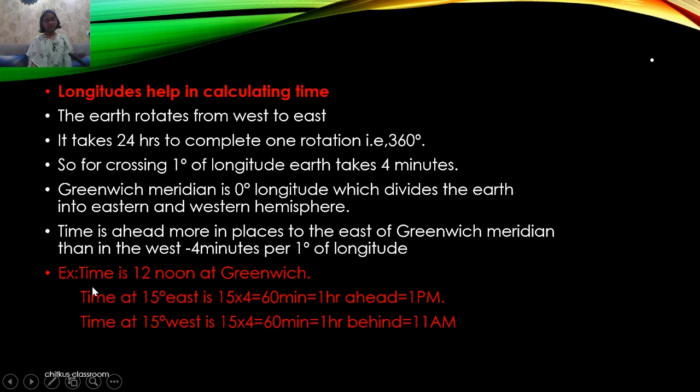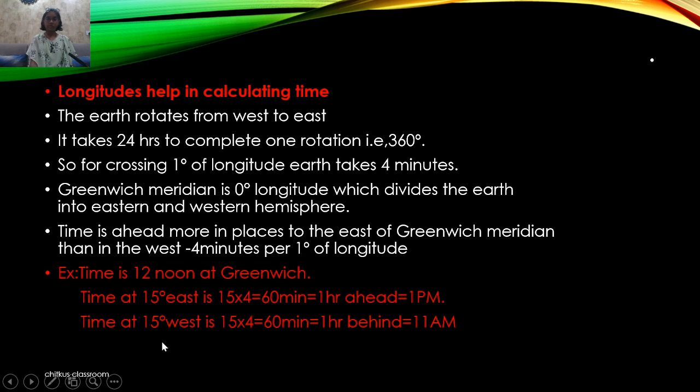So for example, we'll do an example. The time is 12 noon at Greenwich. What will be the time at 15 degrees east? To find that, we should do 15 times 4. It takes 4 minutes to complete 1 degree, and we're going to see how much time it takes to complete 15 degrees. So we multiply, and we get 60, which is 60 minutes. So it's 1 hour ahead of Greenwich. So 15 degrees east is 1 hour ahead of Greenwich, and the time at 15 degrees east is 1 p.m. As time is ahead in places to the east, it is ahead.